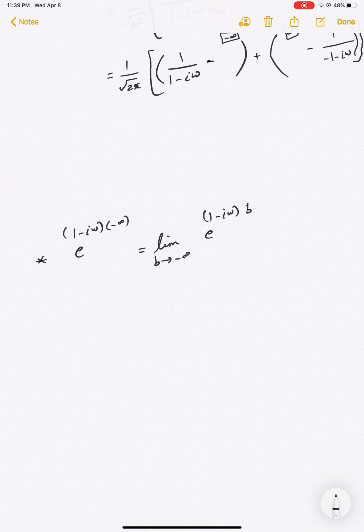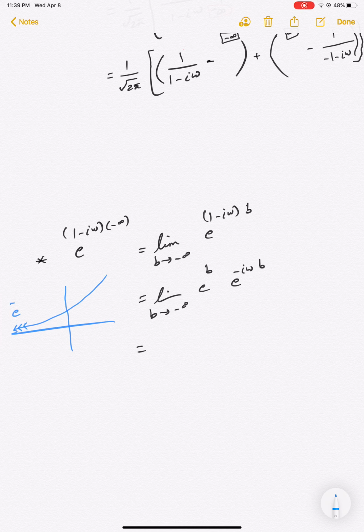Okay, so what is this? This is the limit as b approaches negative infinity of e to the b, then e to the minus i omega b. Now, if you draw the function e to the x, what does the left part tell you? It tells you that e to the minus infinity is 0. And when we say that, we mean the limit as b approaches negative infinity of e to the b is 0. So I know that this is 0.